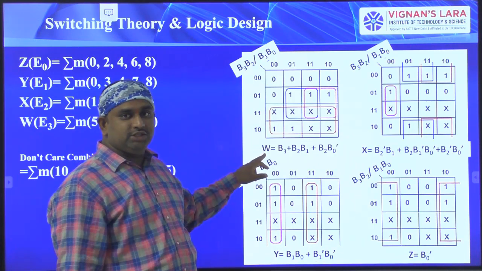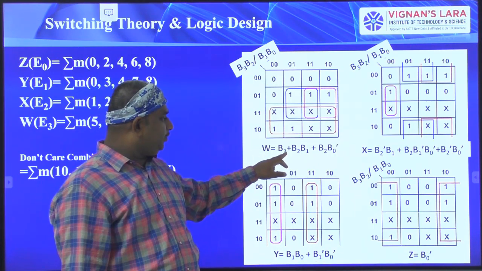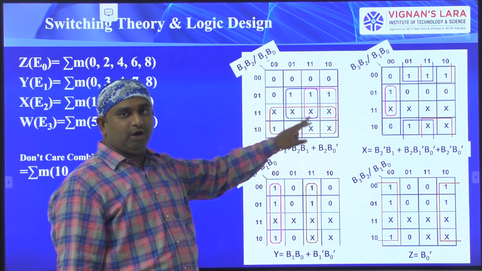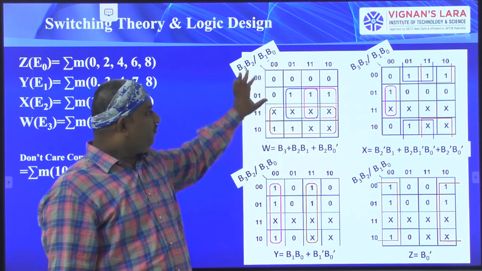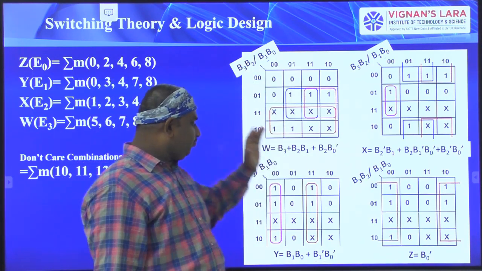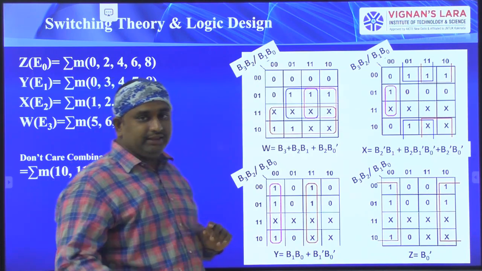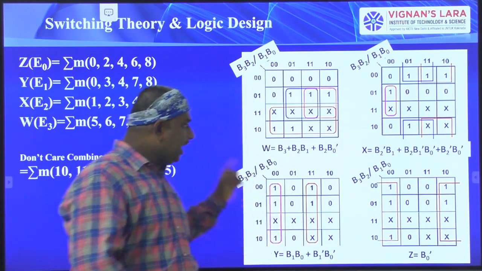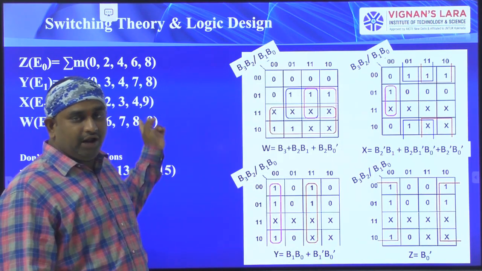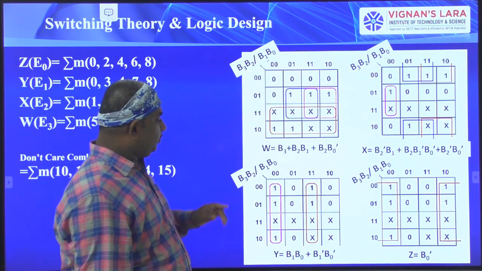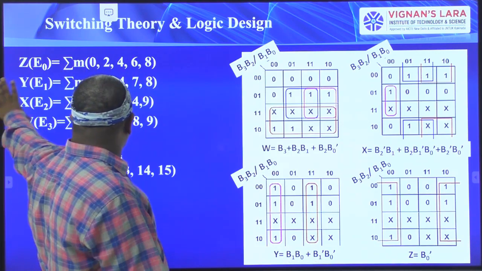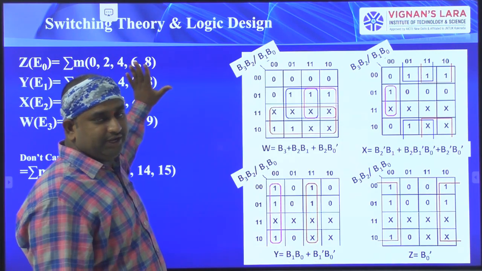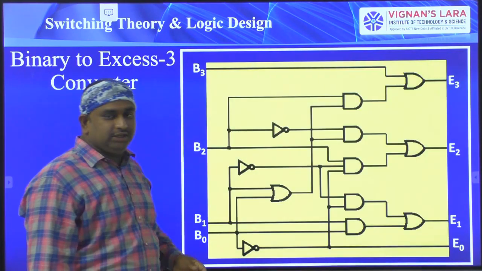So finally W is equal to B3 plus B2 B1 plus B2 B0 bar. So this is the expression for this K-map. Like that we have solved 4. In the last class I said that you have to do these things. In this class I have done all the K-maps, and now I am going to show the final output. So these are the 4 K-maps for the 4 functions W, X, Y, Z, and coming to that, its diagram.